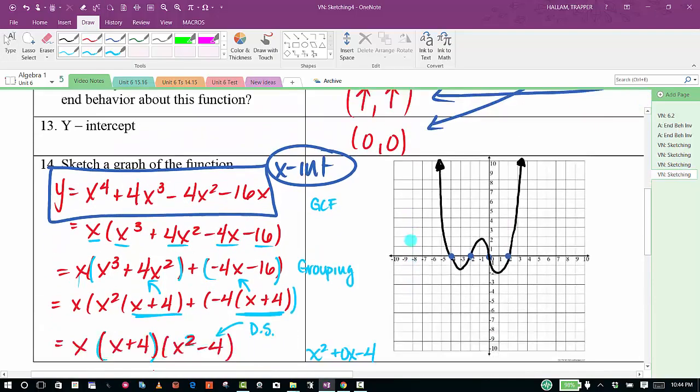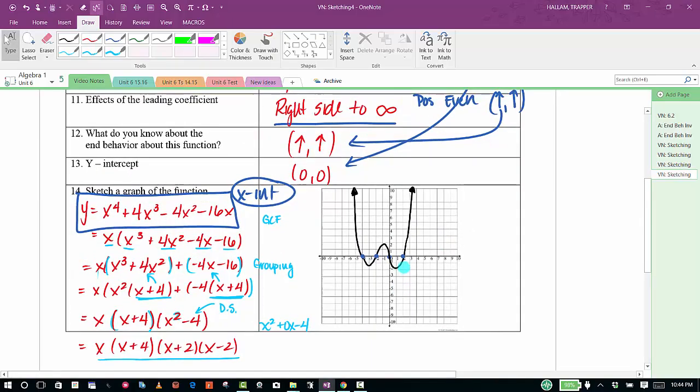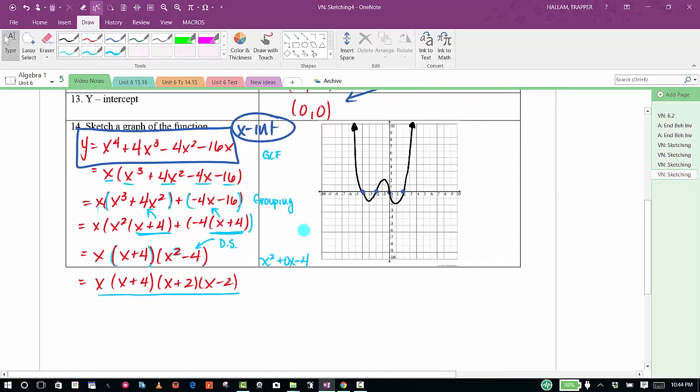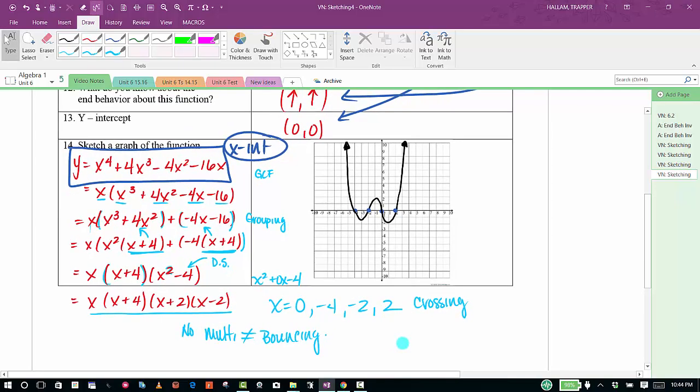So to fill all this in for the graph, you would mark all your linear factors. You turn them into x-intercepts. So what are our x-intercepts? The first one turns into a 0, right? This one turns into negative 4. This accounts for a negative 2, and this accounts for a positive 2. There's no multiplicity with this one, so that means no bouncing zeros, just to piece that together. These are all crossing zeros. Okay, so there's the rest of the information that we need.